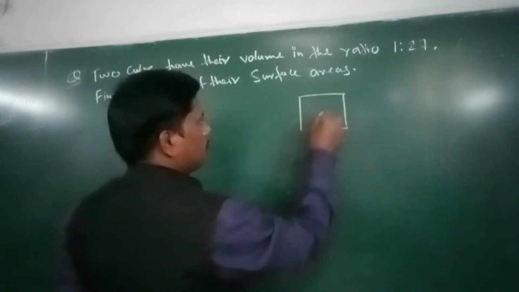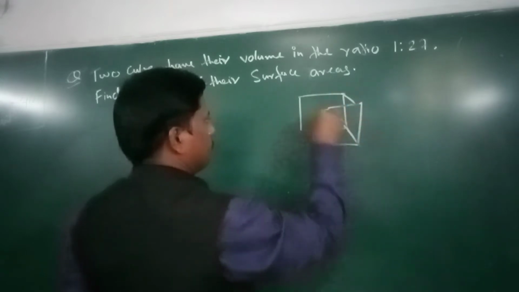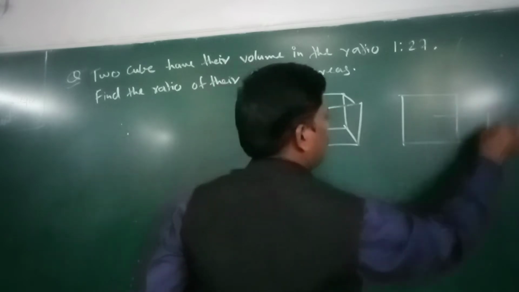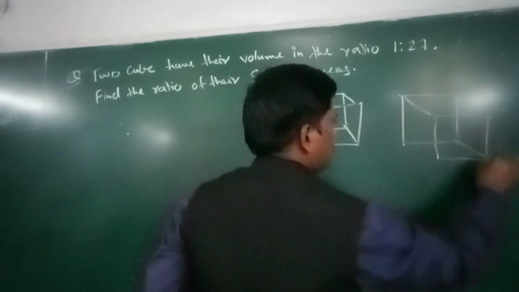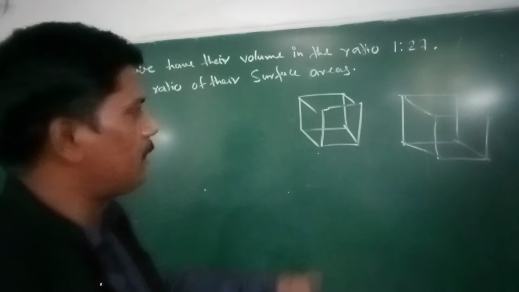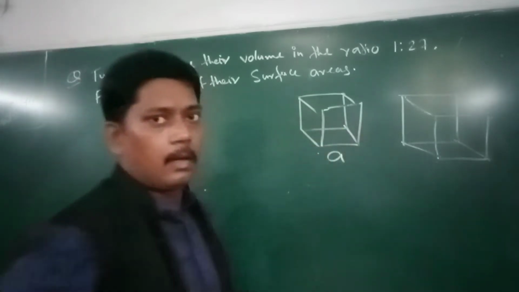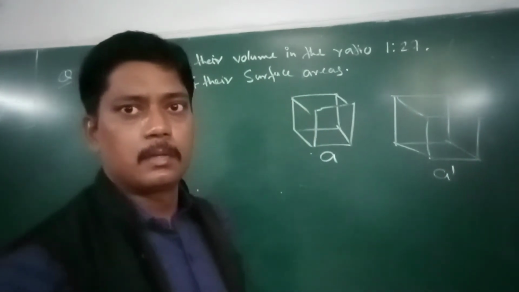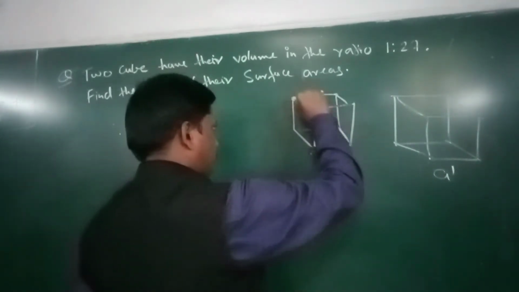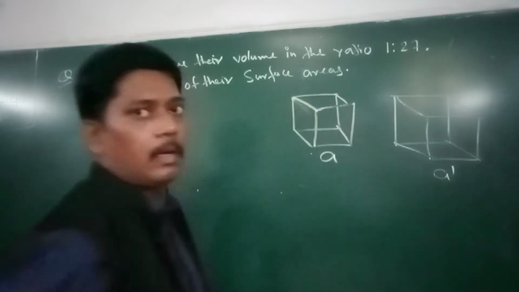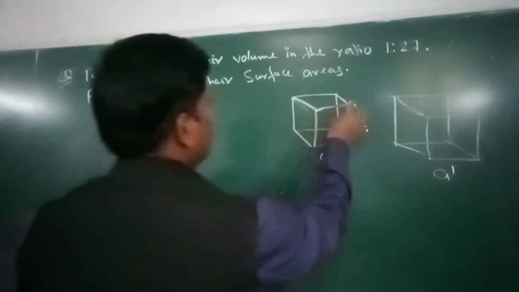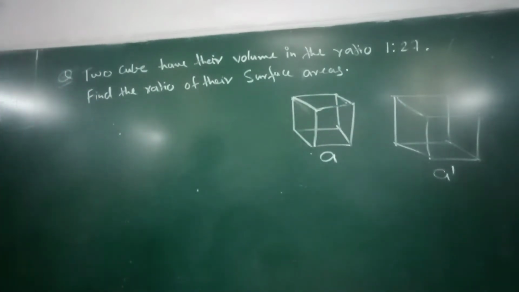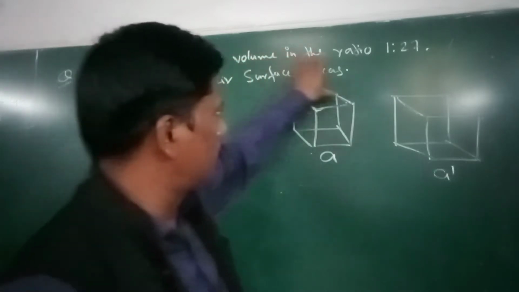So first we draw two cubes. Suppose this is the first cube and this is the second cube, and suppose the side of the first cube is A and the side of the second cube is A dash. And the ratio of their volumes is given.